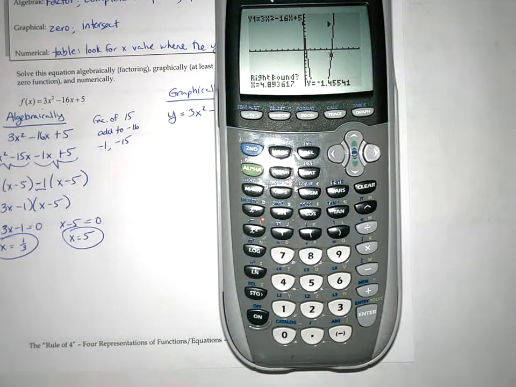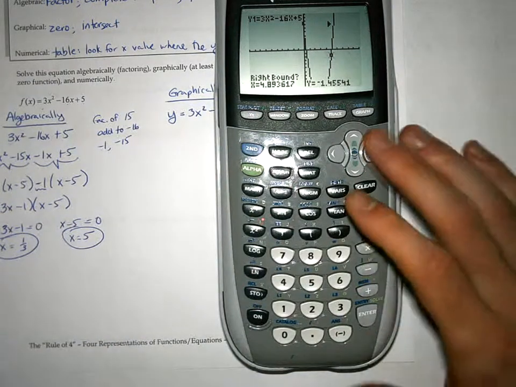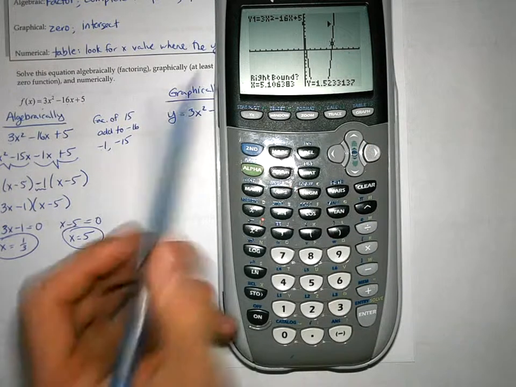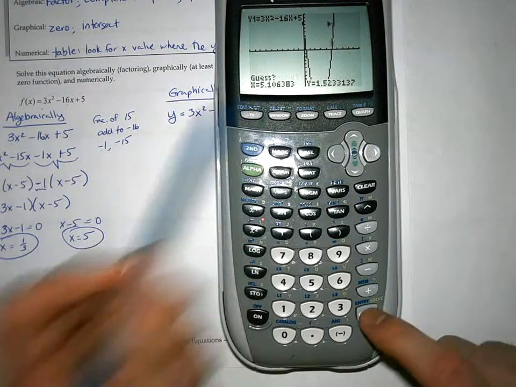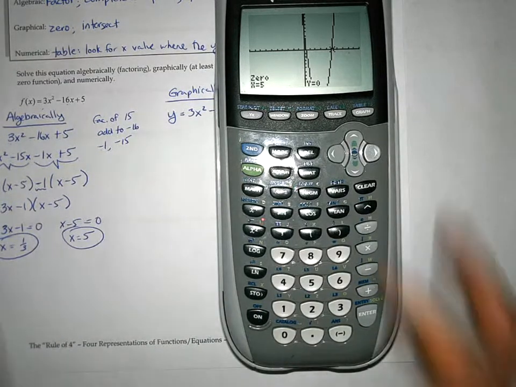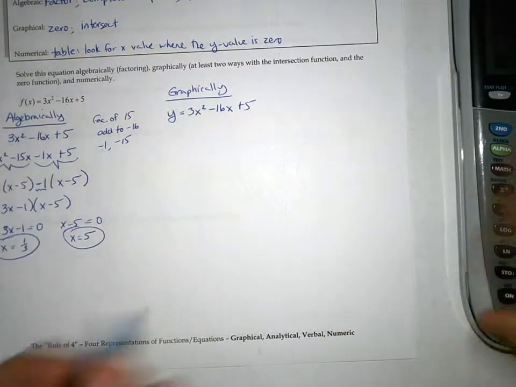Since my first point was beneath the x-axis, my second point has to be above the x-axis. And as soon as I move above the x-axis, I can see I'm at 5.1, which there's my zero at 5 and 0. So that's how you use the zero function. You choose something that is to the left, something that is to the right, and when you do that, one value has to be above the x-axis, one has to be beneath the x-axis. So that's the zero function.